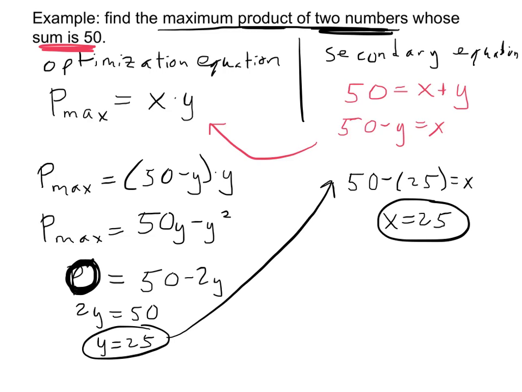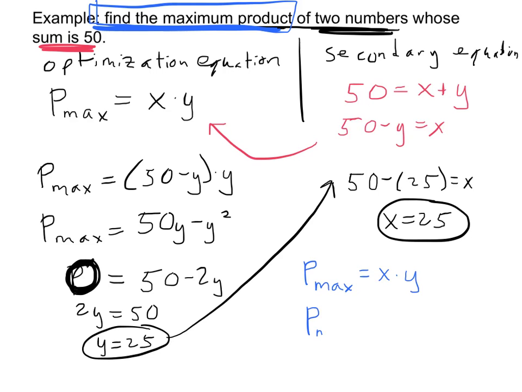Step 6 is answer the question. It said find the maximum product, which means you should find the maximum product. In the beginning of this problem, we said that the maximum product was going to be x times y. So you should find that the maximum product is 25 times 25. The answer to the question that was asked is 625. If you have two numbers that add up to 50, the largest possible product you will get is 625. And that's the question we just answered.